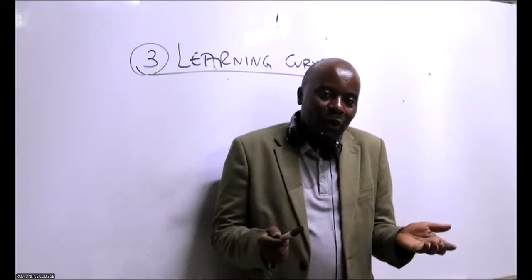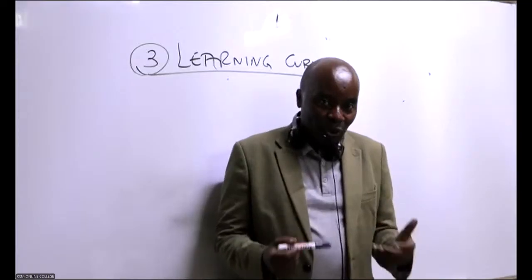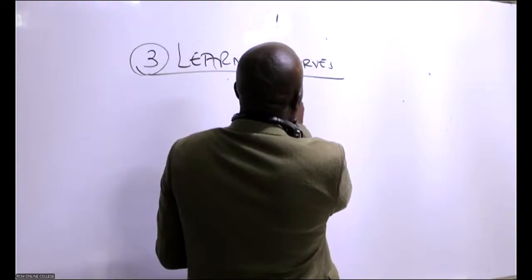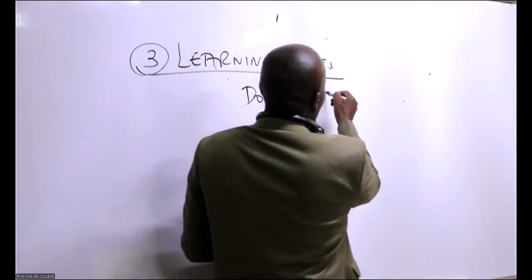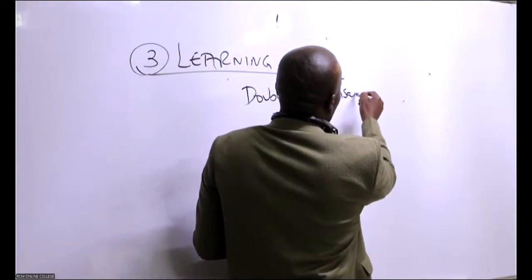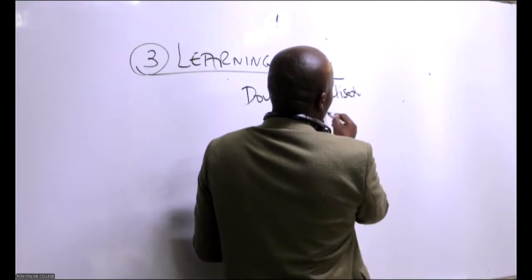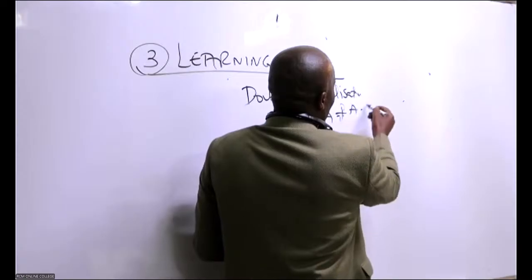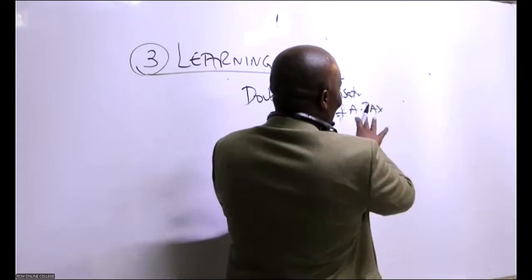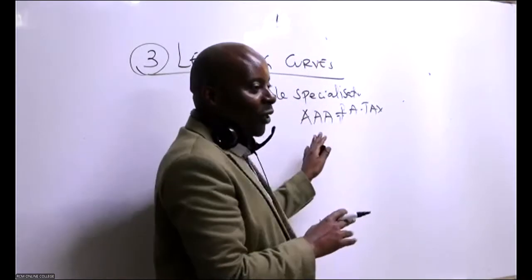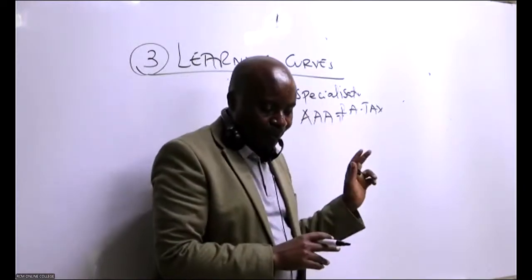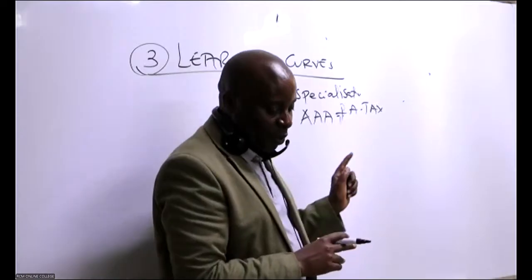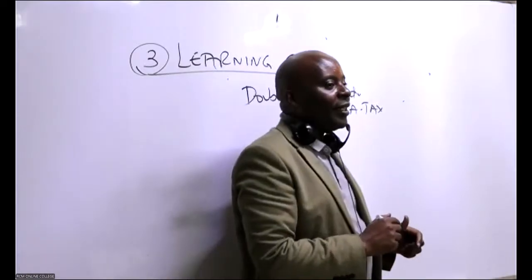They're doing what we call double specialization. Those are good students who have been mentored very well. Under double specialization, they are doing AAA plus advanced tax at the same time. They're not choosing one. This is what I normally tell all my students to do, because of the audit license.